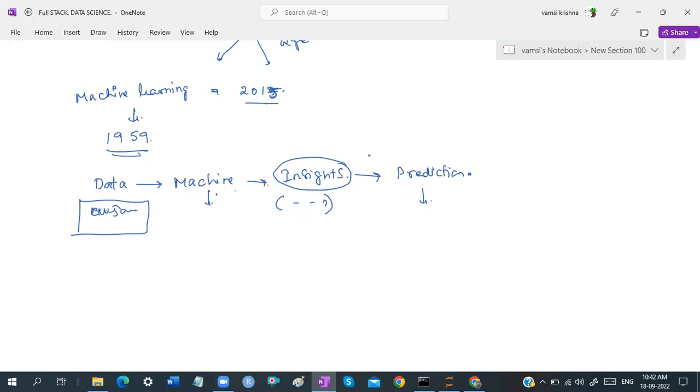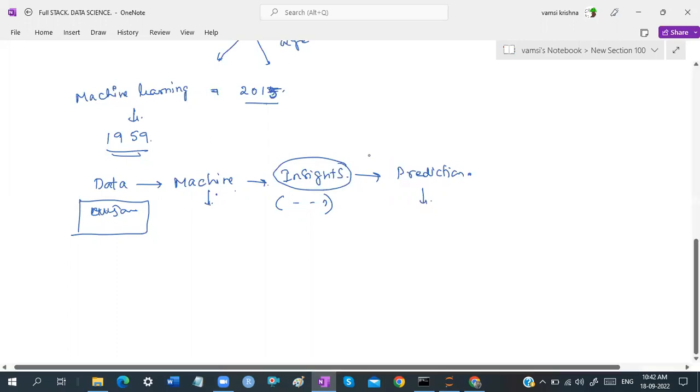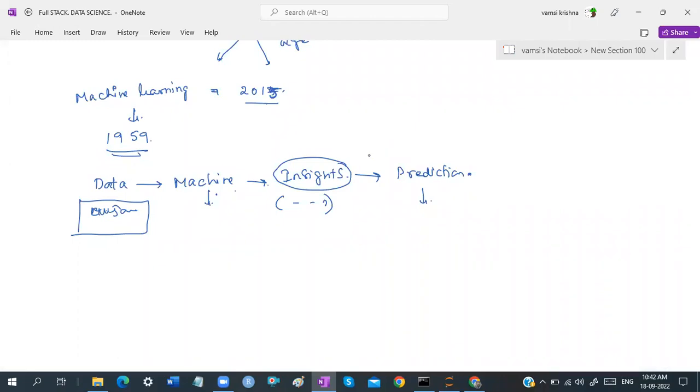Obviously there is a CIBIL score. Apart from the CIBIL score, even the CIBIL score considers all these things: how many loans you have taken, whether you have repaid your loan promptly or not, whether you are taking frequent loans or not. All these get considered. So, simply put, machine learning is all about predictive analysis, guys.